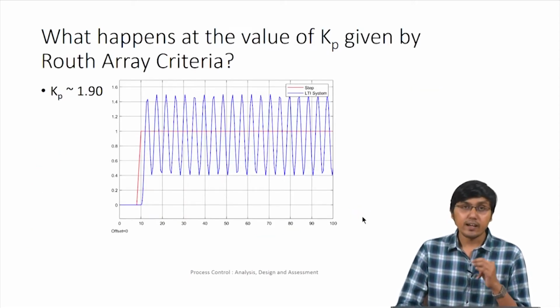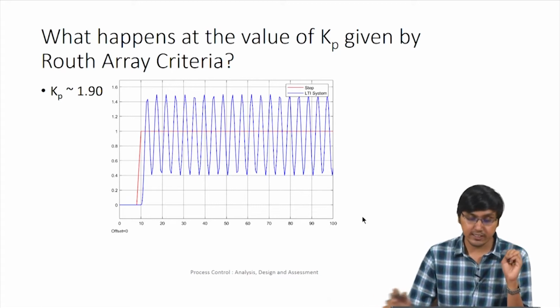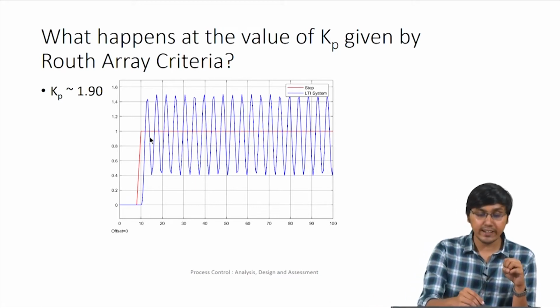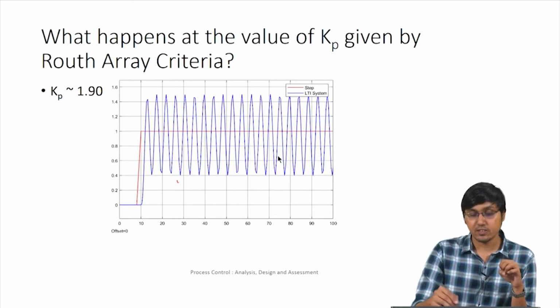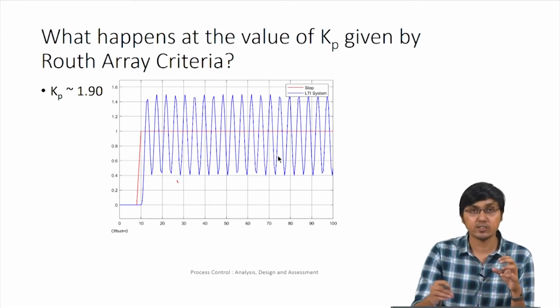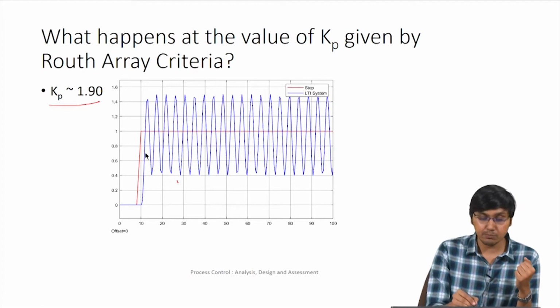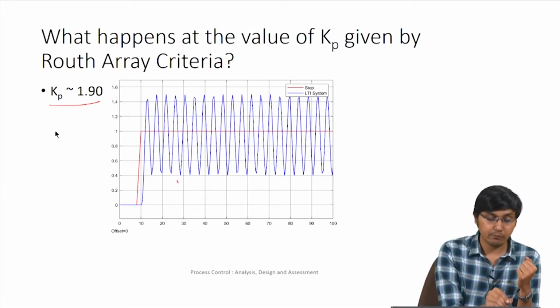So now let us put this value of Kp into the control loop, which we simulate in MATLAB, and see what the response is. So this is how you get the response. You get sustained oscillations, so neither an increasing oscillation nor a decreasing damped oscillation. You get a sustained oscillation, which means that when Kp is equal to 1.9, this particular pole is on the imaginary axis.